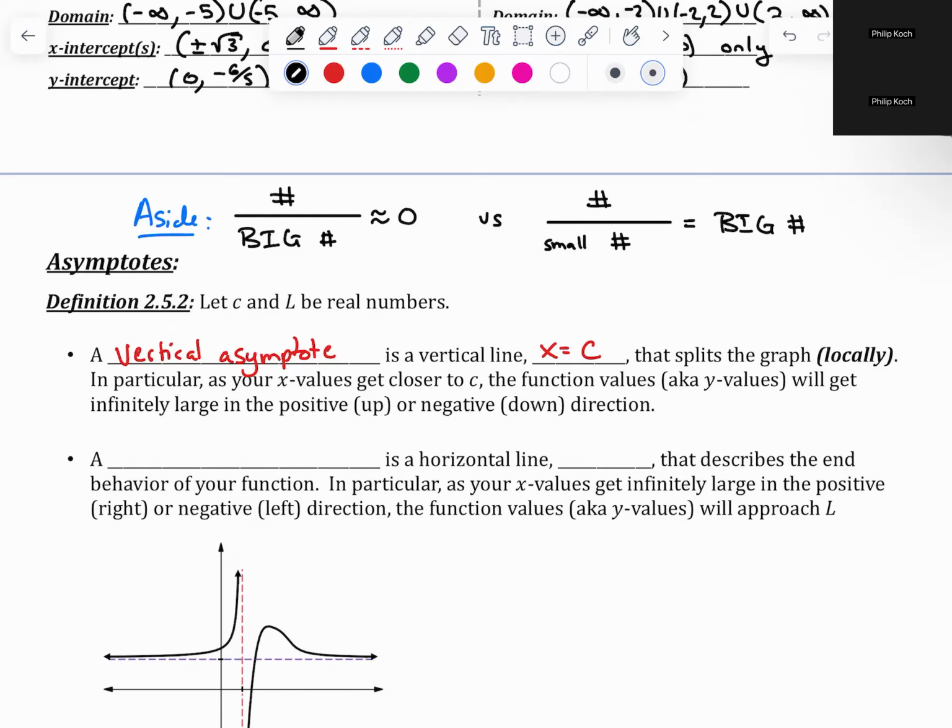But the point is that the bigger the denominator, the smaller the overall number. Think about if you have 1 divided by 100, that's 0.01. So if you get a very, very big number in the denominator, that basically goes to 0. And if you have a very, very small number, think about dividing by 1/2. If I have 2 divided by 1/2, that ends up being 4.